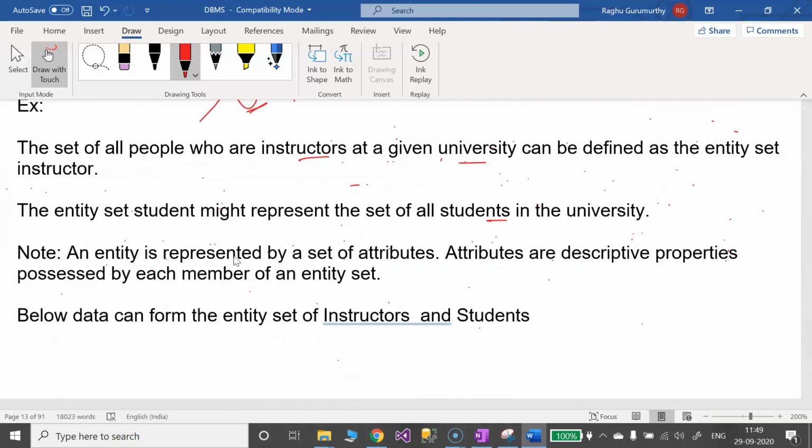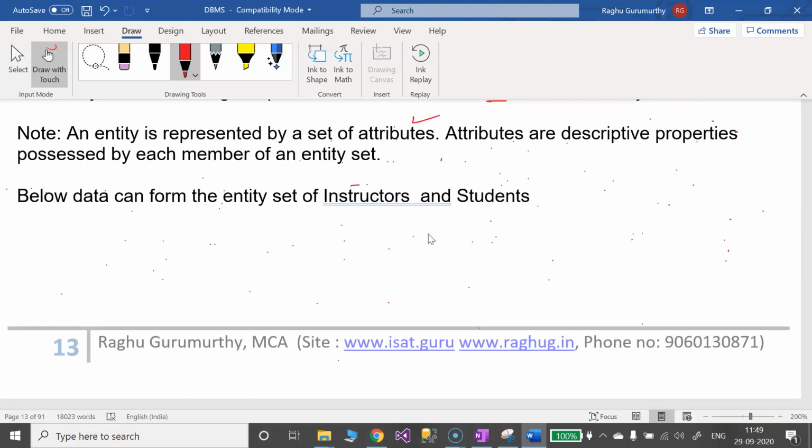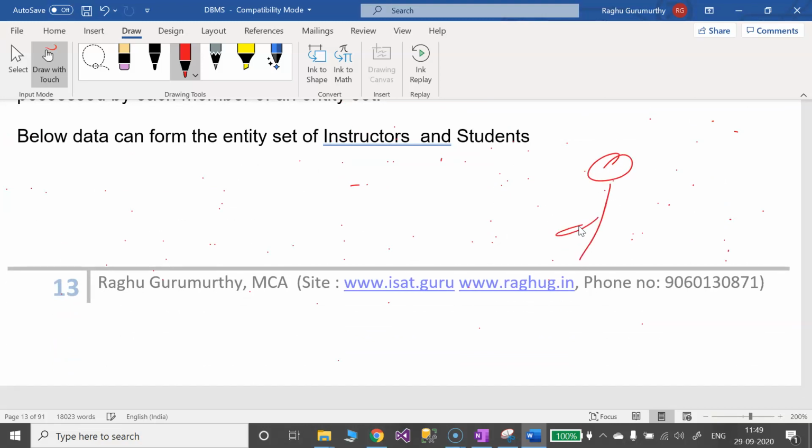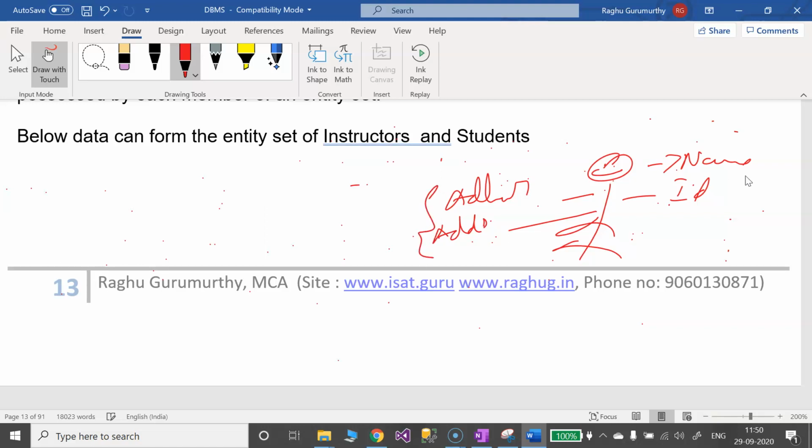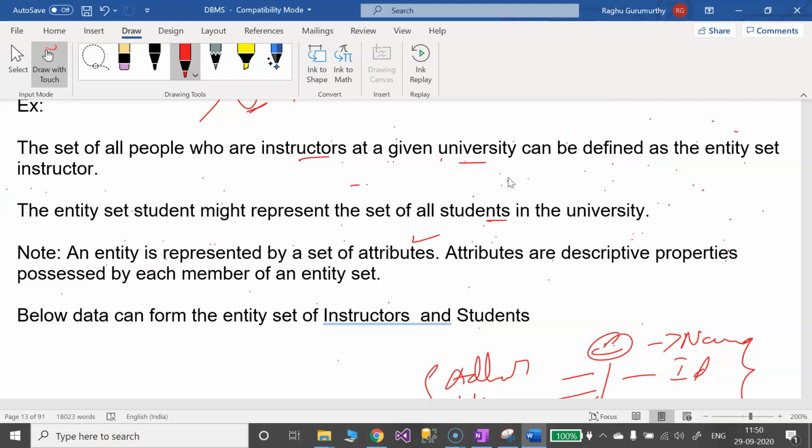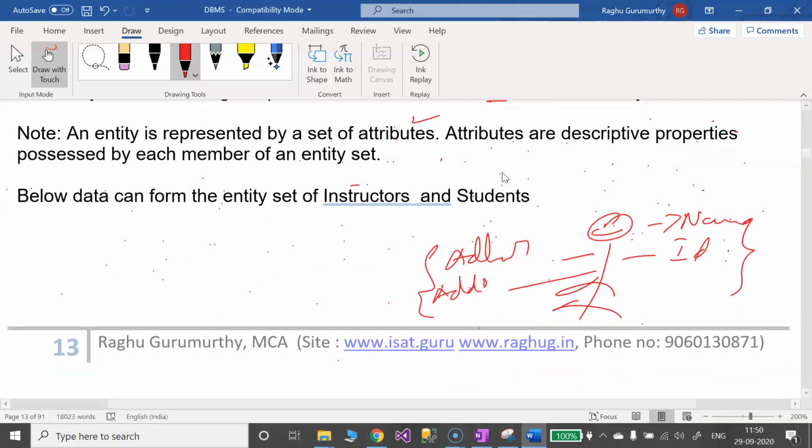In the note they are saying an entity is represented by a set of attributes. A set of attributes is nothing but properties. If you consider a lecturer, the lecturer has a name, an ID, an Aadhaar card number, an address. These are properties. An entity may, might, or should come with attributes. Attributes are nothing but the properties.